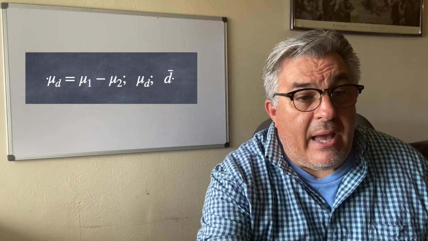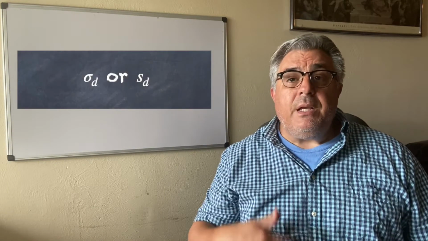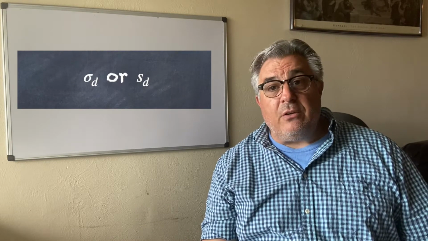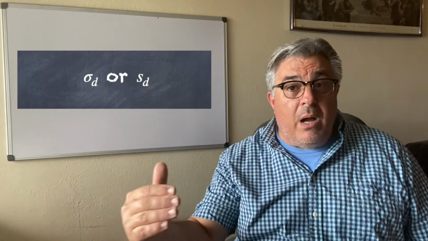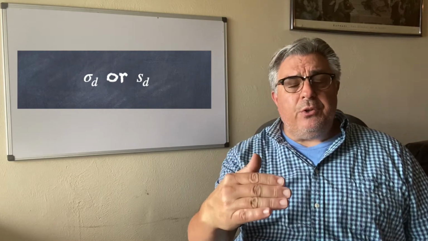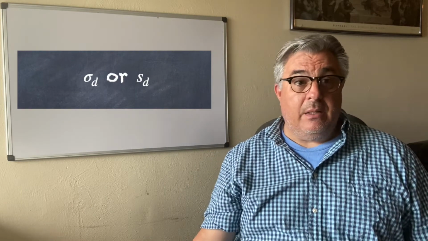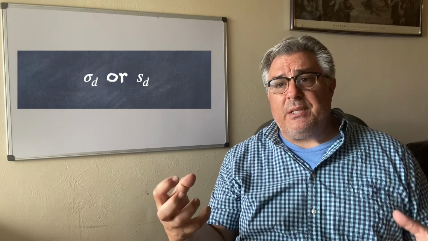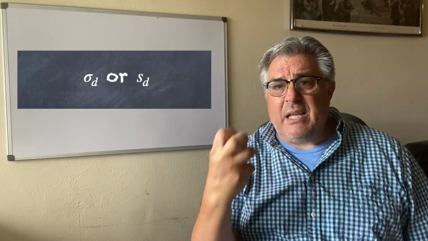And then the next thing that we have is the standard deviation. So one of the things we can talk about is sigma sub d, which would be the standard deviation of the differences, but we don't know what that is going to be. But we can talk about s sub d. Note that s sub d is the thing that we can get our hands on because it's the standard deviation based upon the data values.